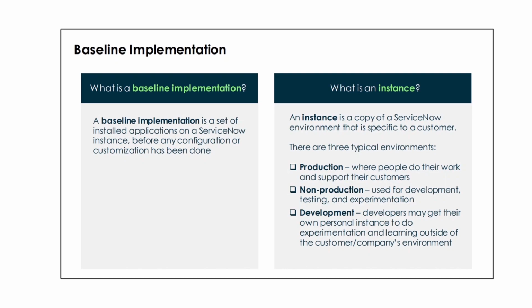Before going to my personal developer instance, we need to understand a few important concepts. The first one is the baseline implementation. Again, this document is coming from the ServiceNow website itself, and this concept is also very important for the CSA exam. So what is baseline implementation? Baseline implementation is nothing but a set of installed applications in a ServiceNow instance before any configuration or customization has been done. So it is just the raw product. When you go to developer.servicenow.com and get your personal instance, the number of tables and the different things like modules and applications, all the out of the box things that are already there in your personal developer instance, that instance is known as baseline implementation.